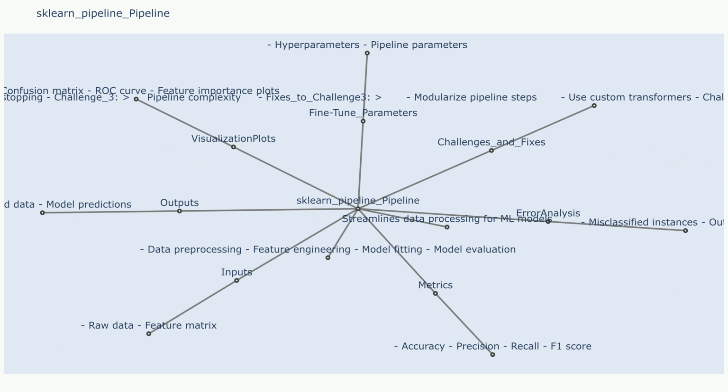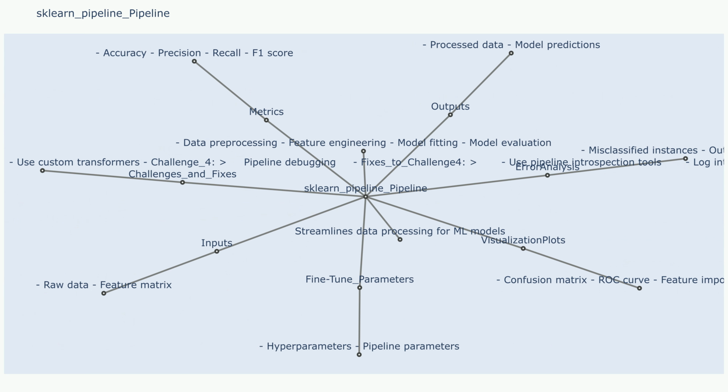Metrics. Accuracy for classification problems. This metric represents the proportion of correct predictions. Precision: the ratio of true positives to the sum of true positives and false positives. Recall: the ratio of true positives to the sum of true positives and false negatives. F1 score: the harmonic mean of precision and recall.